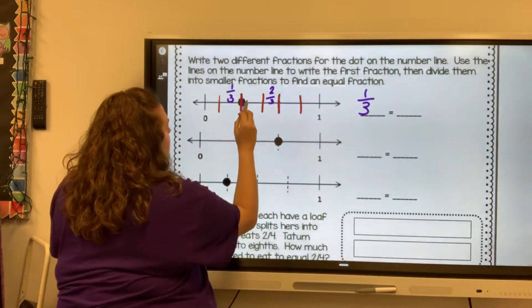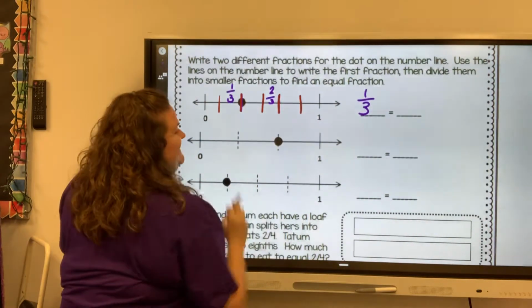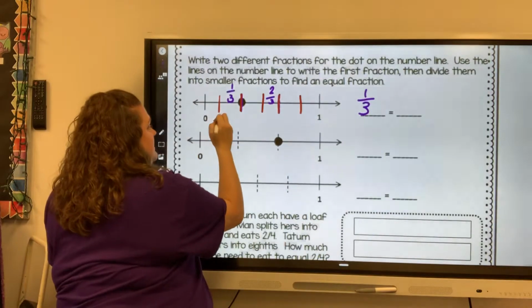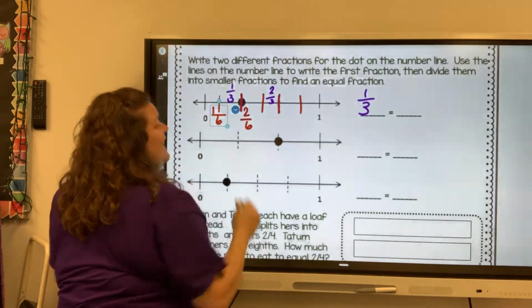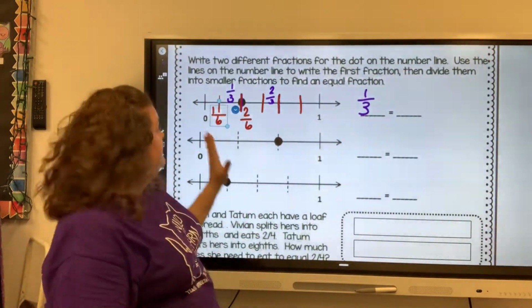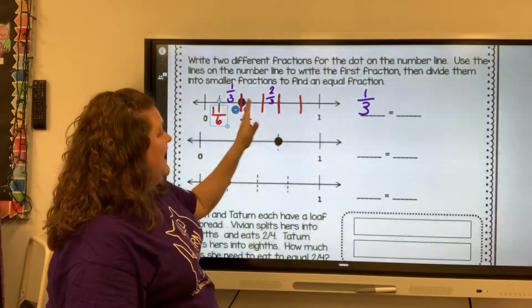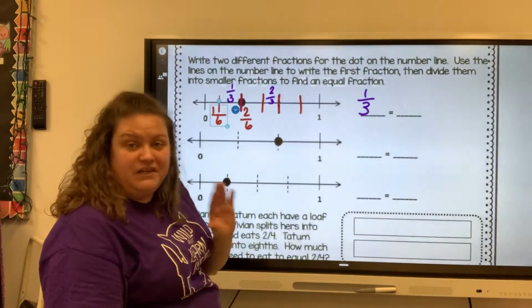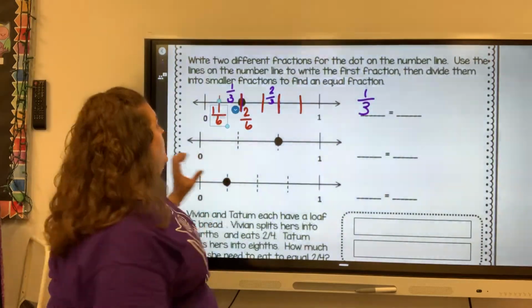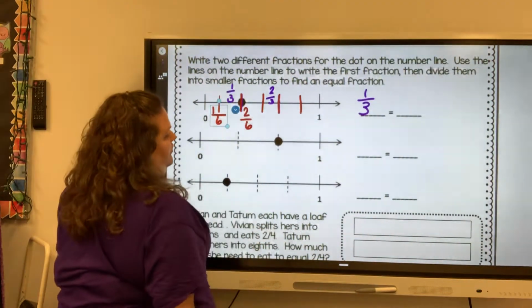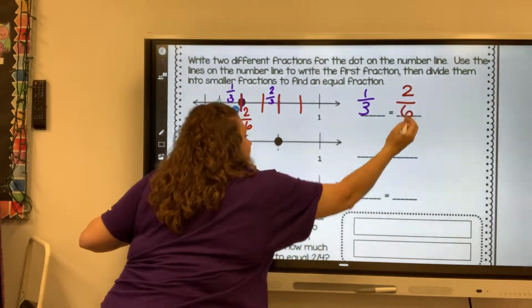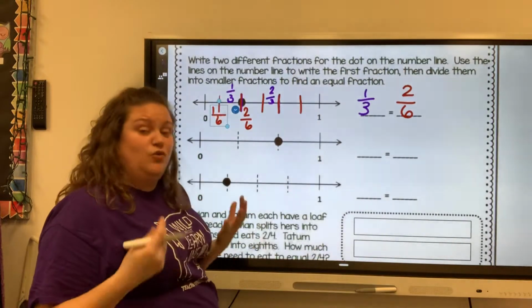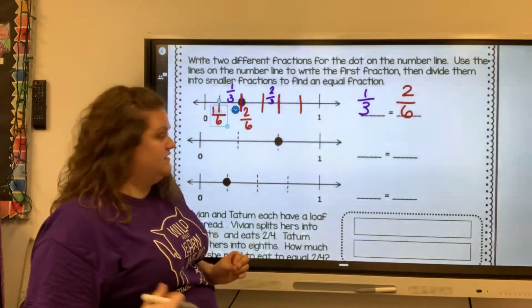1, 2, 3, 4, 5, 6. I'm now dealing with 6s. So that's 1/6. This is 2/6. I'm going to stop there because I need to find the equivalent fraction for the dot. I don't have to go on for this one. I'm going to stop at the dot. So what is also at the dot besides the 1/3? 2/6 is at the dot. 1/3 is the same as saying, or it's equivalent to 2/6.